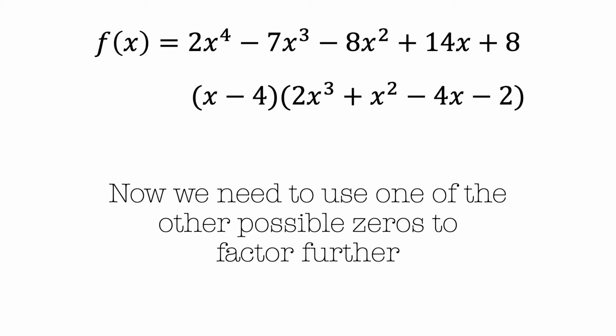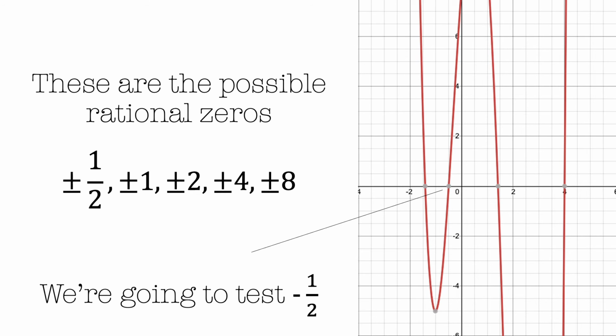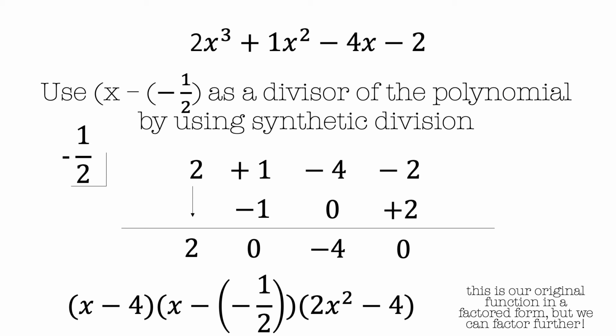Now we need to use one of the other possible zeros to factor further. These are the possible rational zeros we found at the beginning of the problem. Looking at the graph again, we're going to test the negative 1/2 value. So this time we'll use x minus a negative 1/2 as a divisor of the polynomial using synthetic division, which you can see here. So now we have a much more factored form of our original polynomial, but we can still factor further.